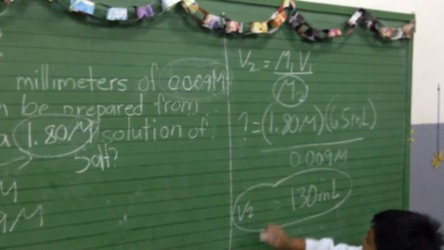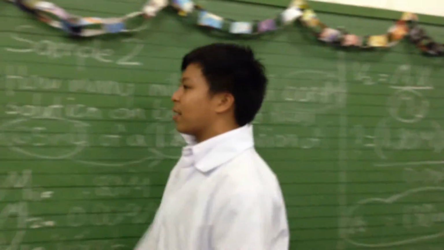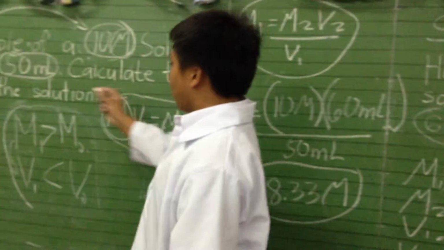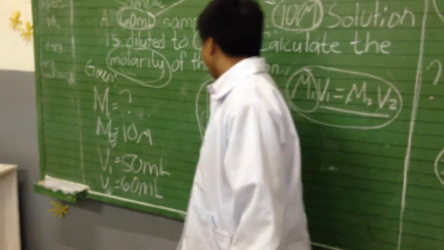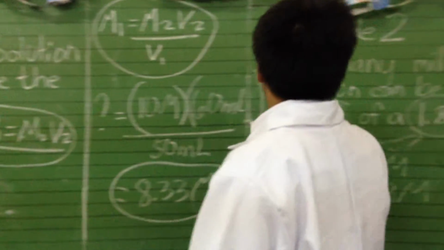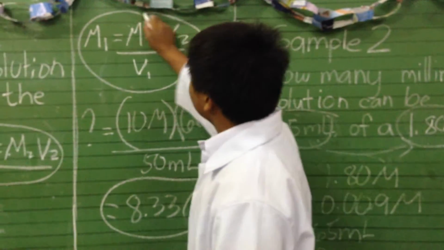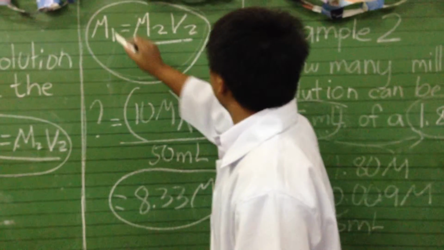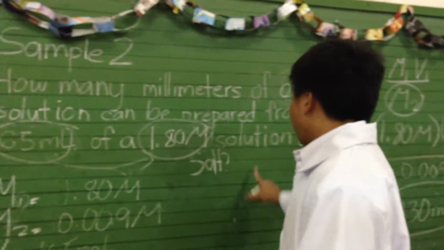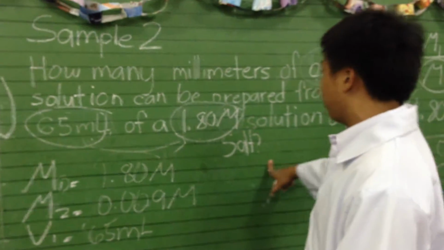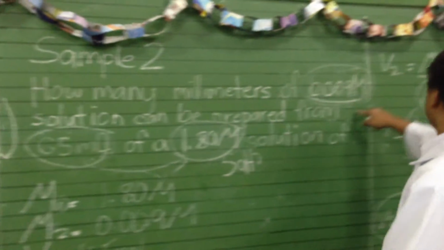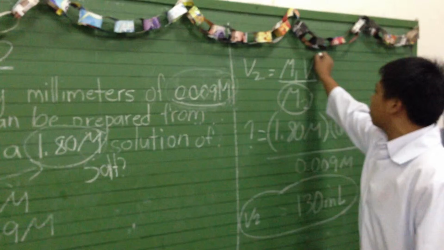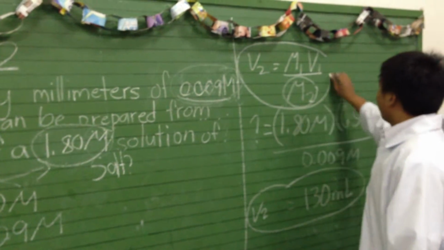Alright. As we all noticed, in sample 1 we had to find the molarity, which is M sub 1. If we have to find M sub 1, this will be our formula. And in sample number 2, we had to find our V sub 2 because 0.009 doesn't have a pair. So if we have to find V2, this will be our formula.